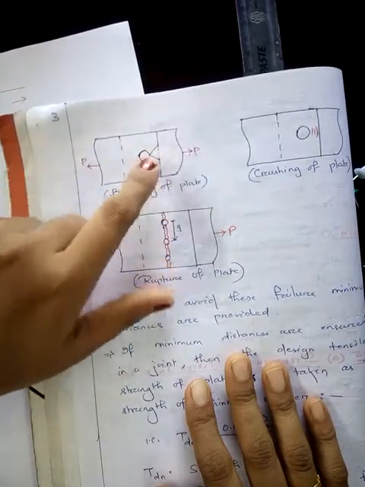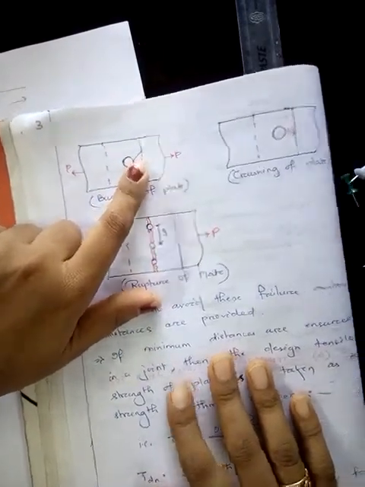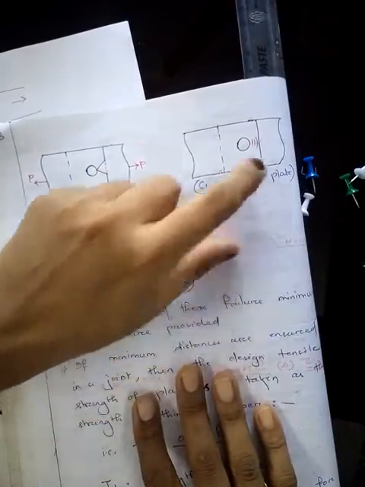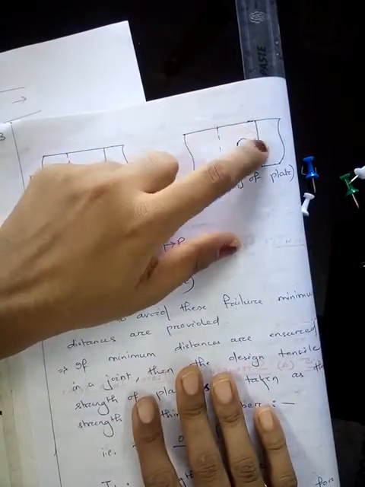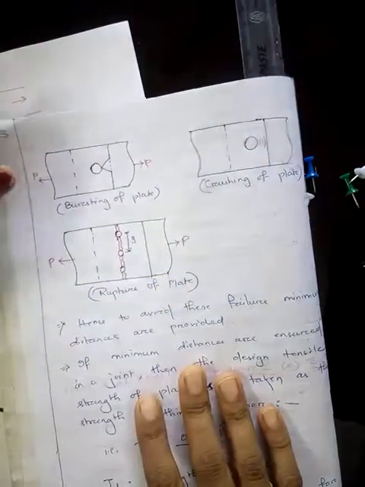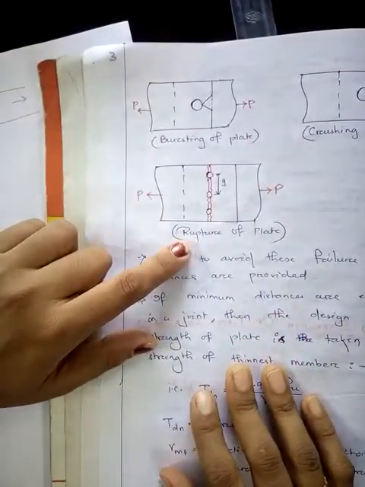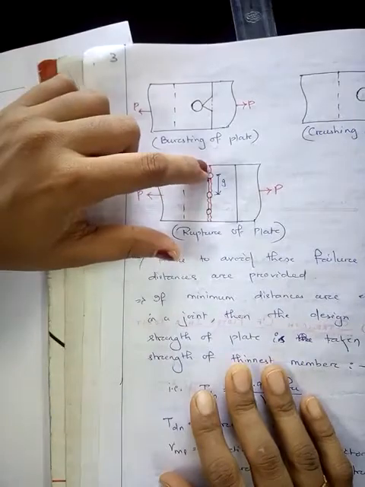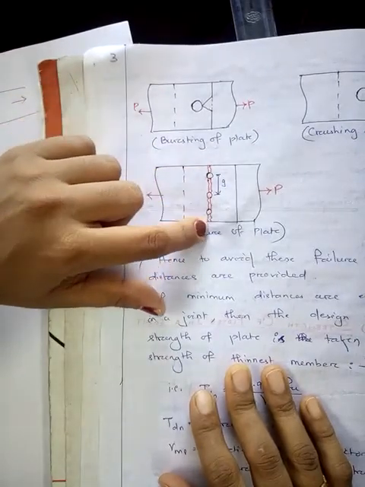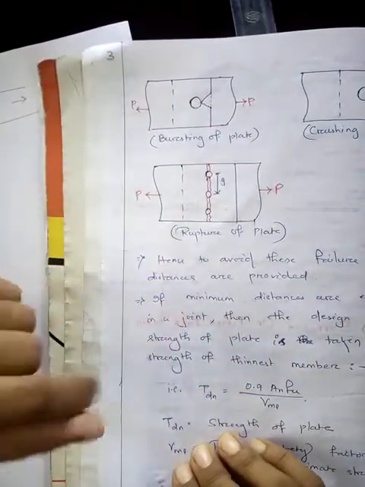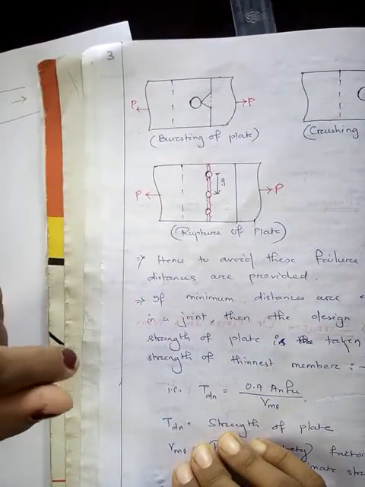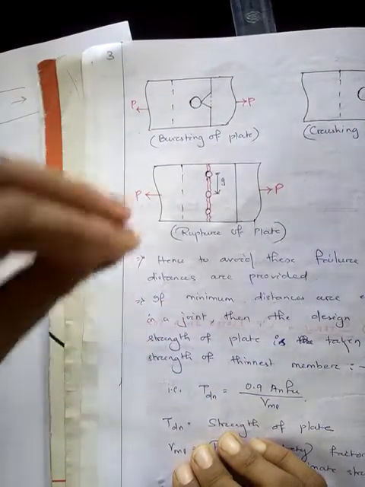The first type of failure I have shown you in this diagram, that is bursting of plate, and you can see how it is happening at the edge of plate. Second one is crushing of plate, meaning this part will get crushed, this part will give so many cracks and will get loosened. And the third type of failure is rupture of plate, where you can see a line of crack has been developed through the bolt holes.